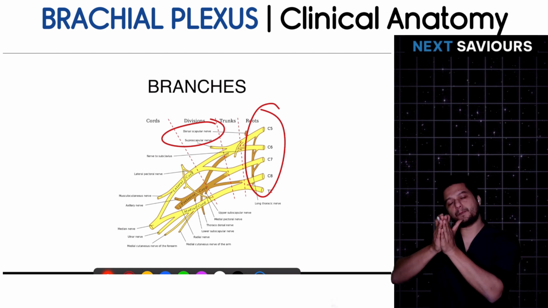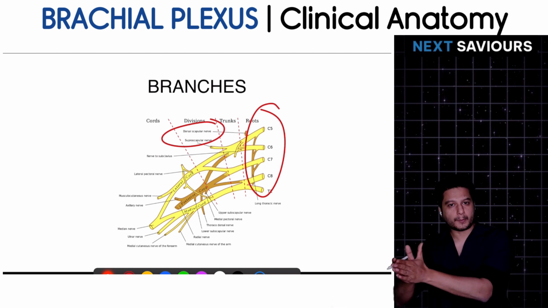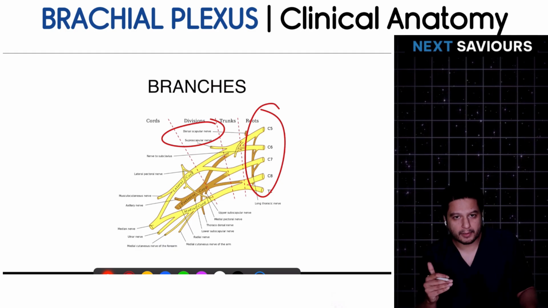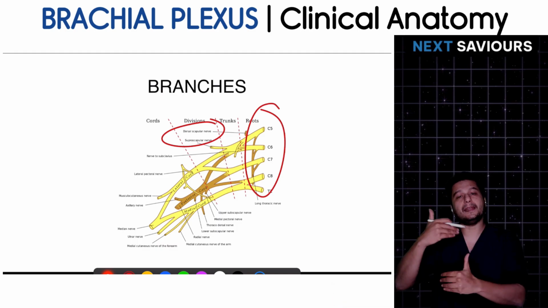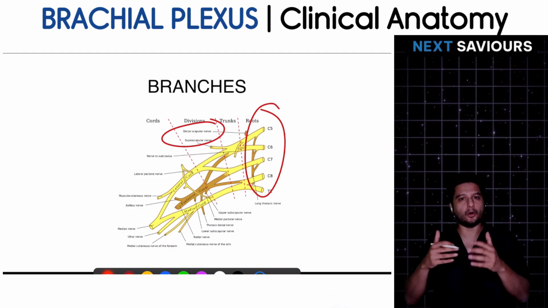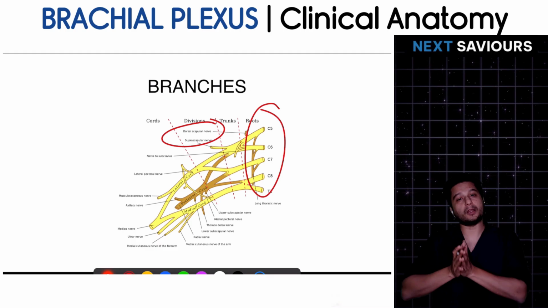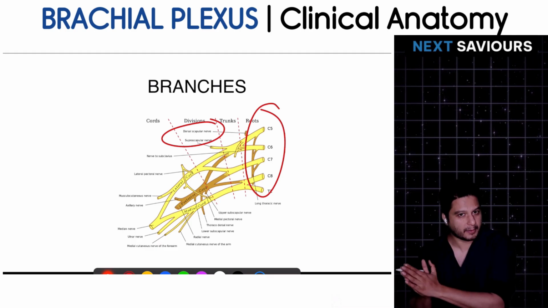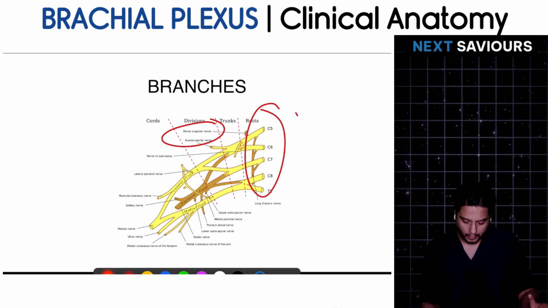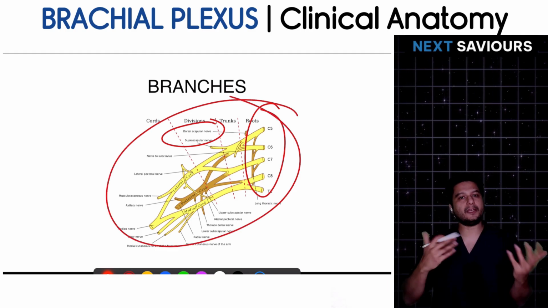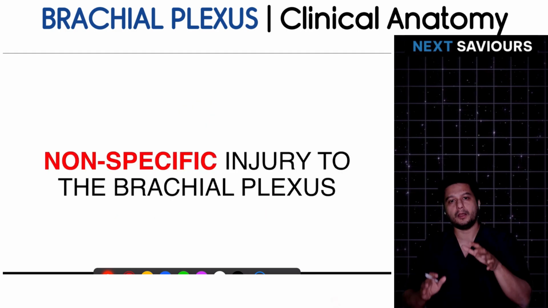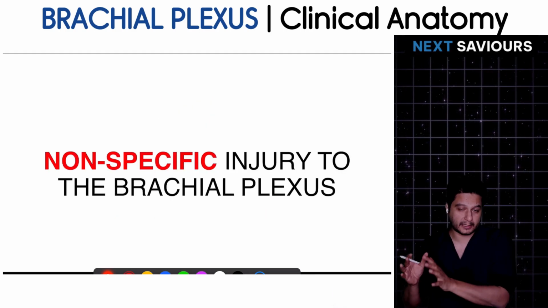Now, these are all specific injuries to the brachial plexus that we would be talking about later. The first thing that we have to deal with is the thing which is happening more commonly, which is more important from the clinical perspective, is the non-specific injury to the brachial plexus. That means overall out of this brachial plexus, any of the structure could be injured. So how the patient will be presenting to you with a non-specific injury to the brachial plexus?